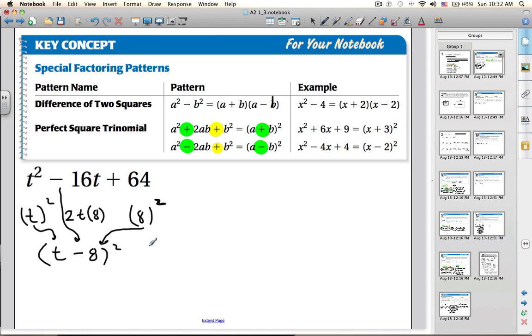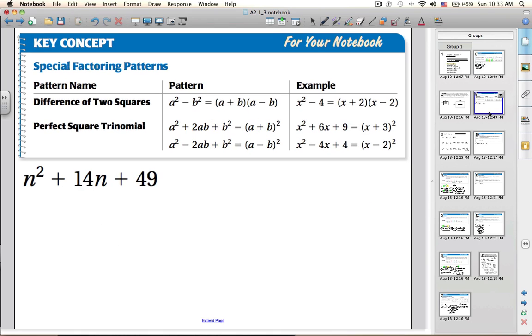squared. Okay, so the first term in my binomial is the square root of the first term in my trinomial. The sign in my binomial is the first sign from my trinomial. And the last term in my binomial is the square root of the last term in my trinomial. And this makes a perfect square. But remember, I can only do that if this middle matches up to this pattern of 2 times a times b. Okay, let's do another one of those.